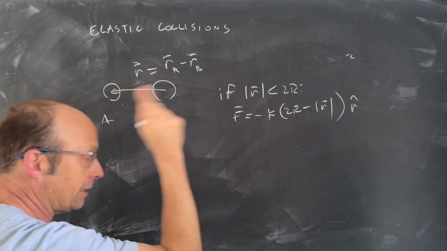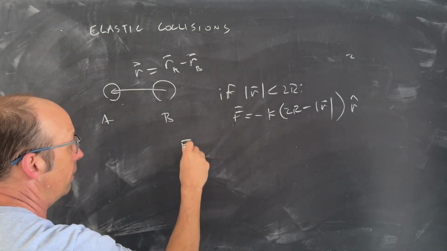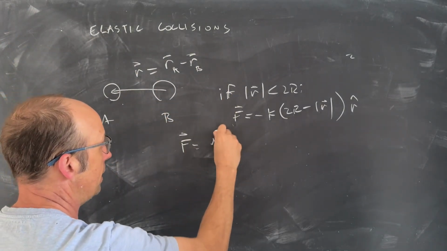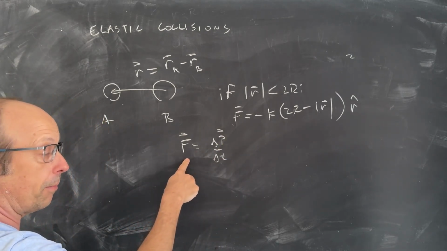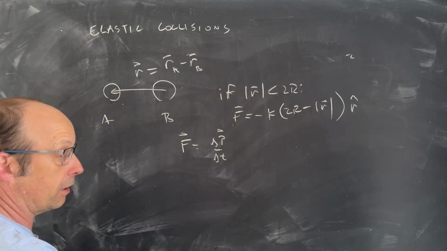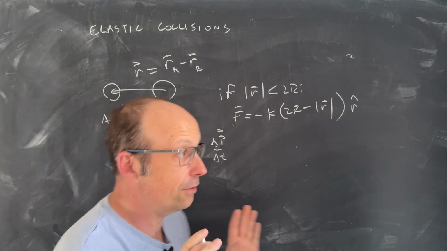And then I can say F is delta P over delta t. During a short time interval, I can use that to update the momentum. I can use the momentum to update the position. I'm not going to go into all the details of, I guess I should.